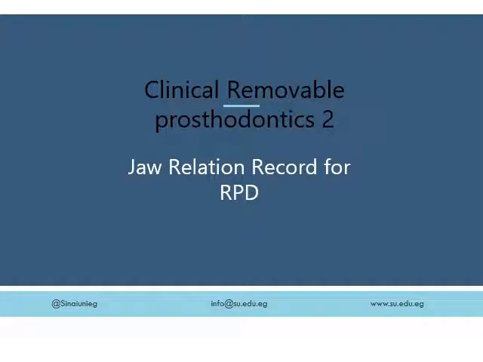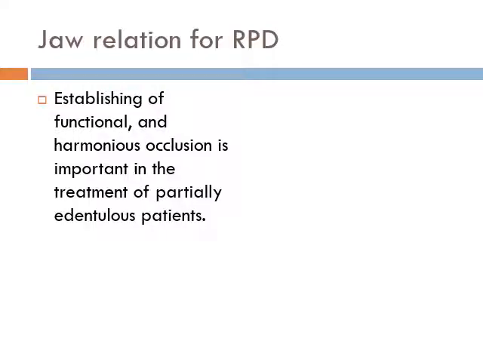Students, Clinical Removable Prosthodontics 2. Now we will discuss jaw relation records for removable partial dentures. Establishing a functional and harmonious occlusion is important in the treatment with dentures.